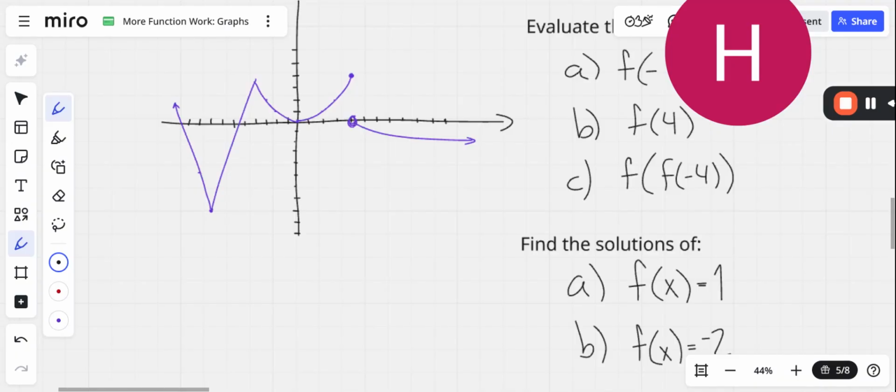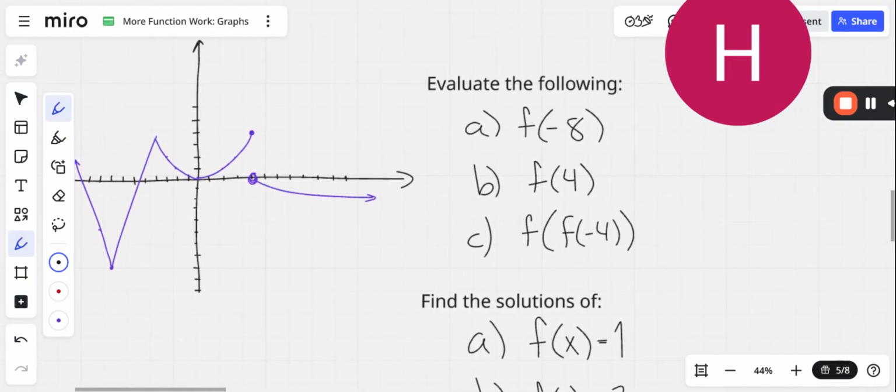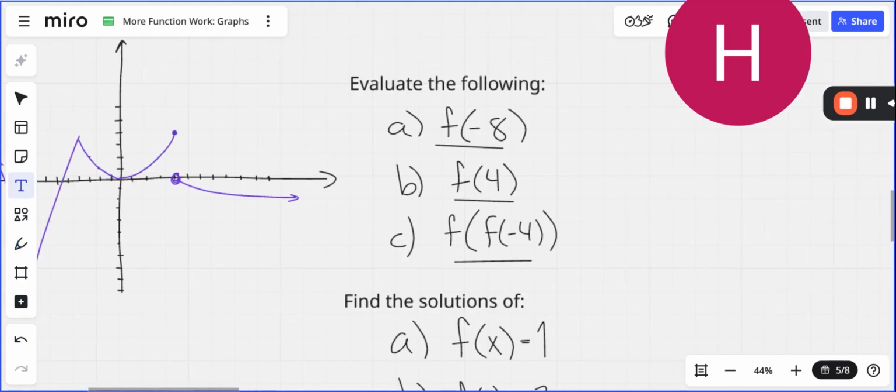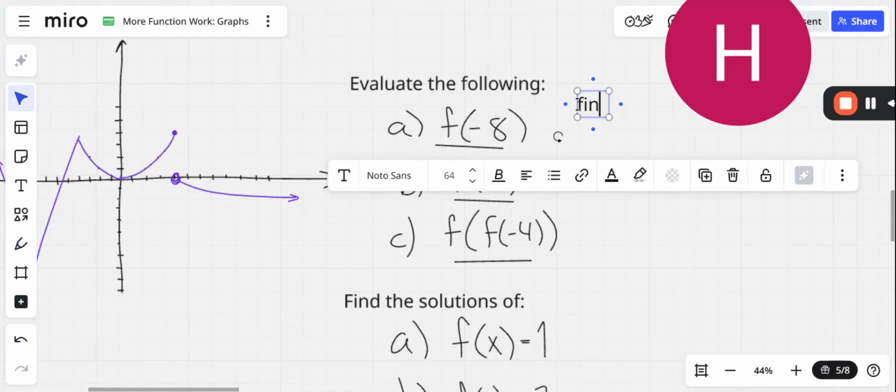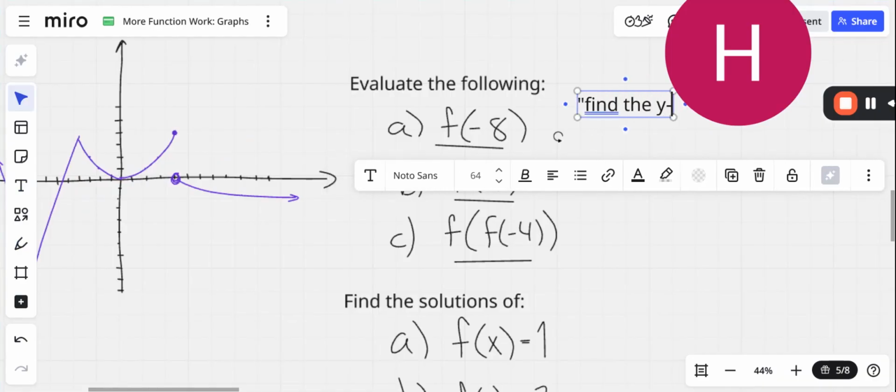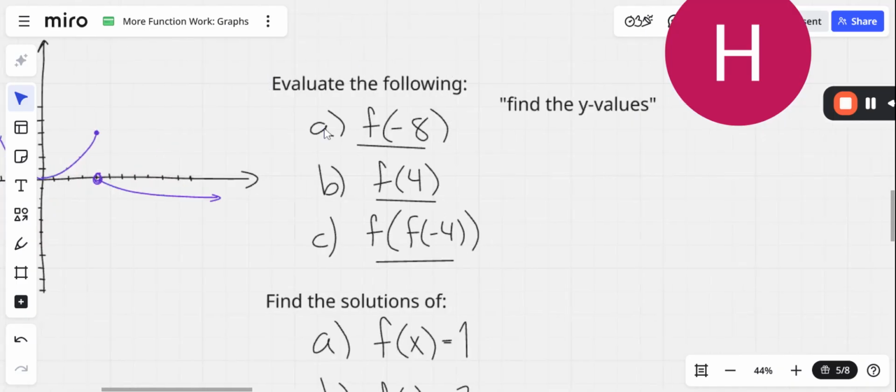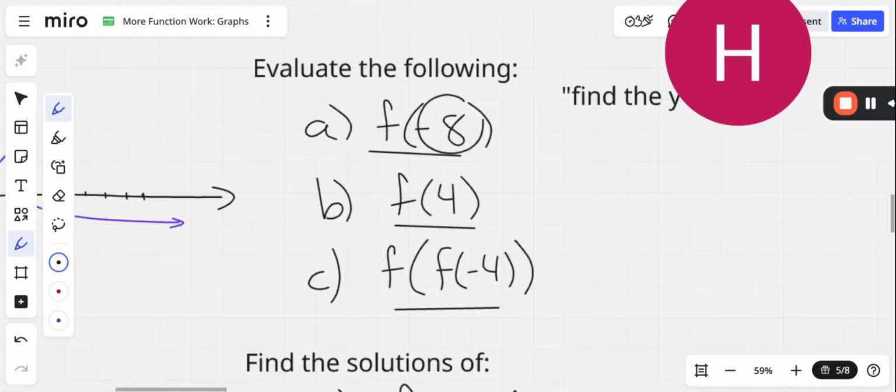Okay, great. So let's get started with these. First, we want to evaluate, which means we want to find the y values. That's essentially what it's asking us to do. And we're going to do that by simply looking at the graph. So f of negative 8 means the x value is negative 8. Let's take a look at the y value.